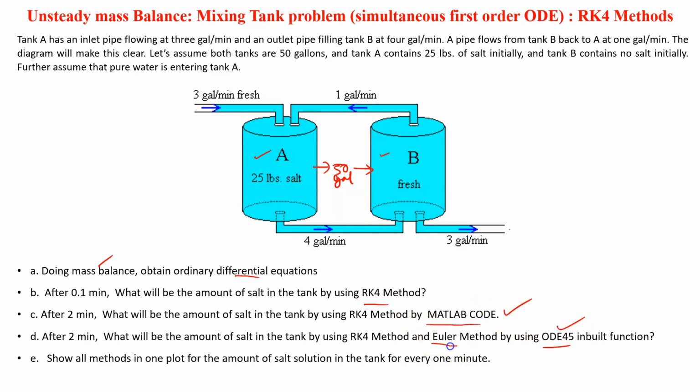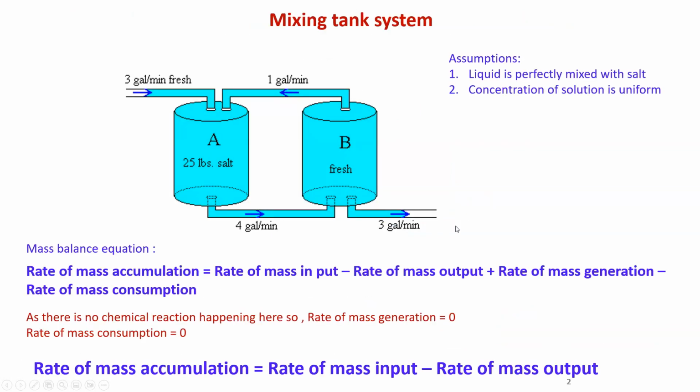Here I'll not do the Euler method because it will be lengthy for this video, so I'll not do that right now. I'll just solve by the RK4 method, and then I'll plot that solution, meaning the concentration, in MATLAB. I'll show you what the solution for this problem will be. Now this is mixing. So two tanks are there. So this is a mixing tank system.